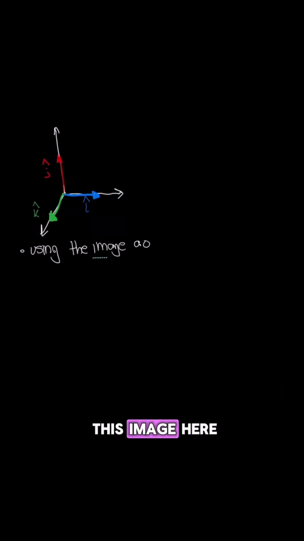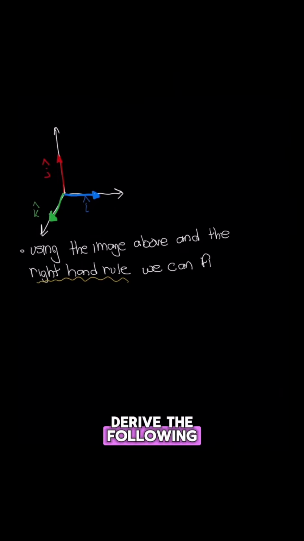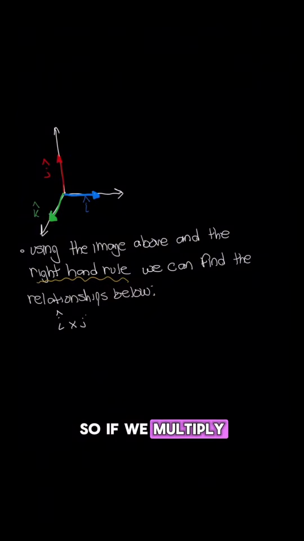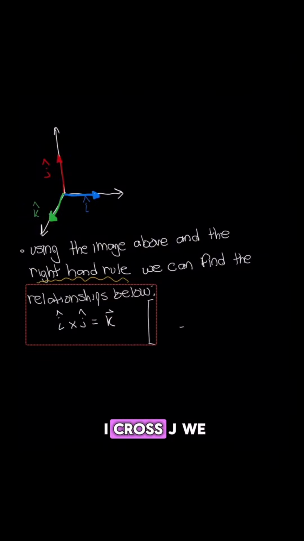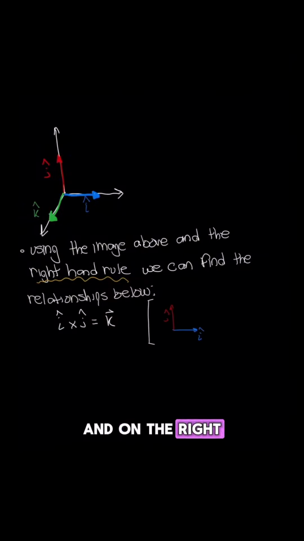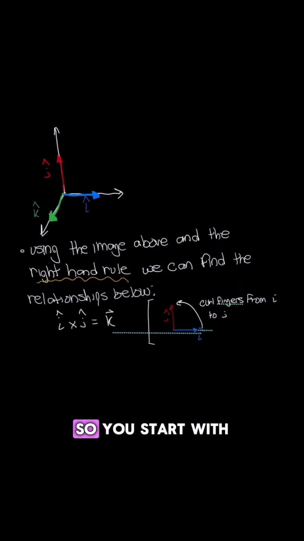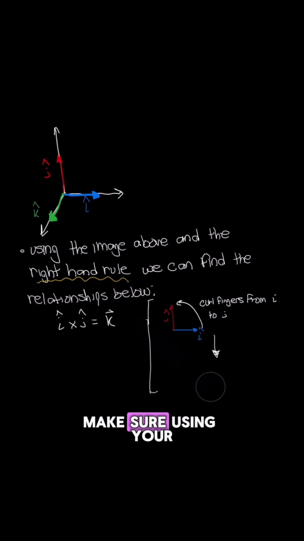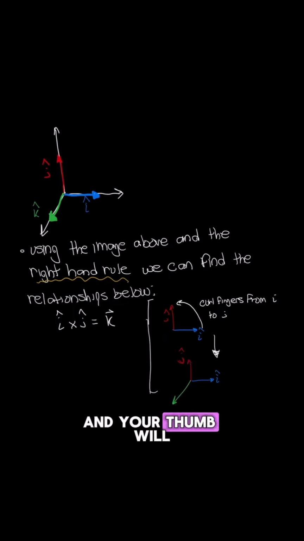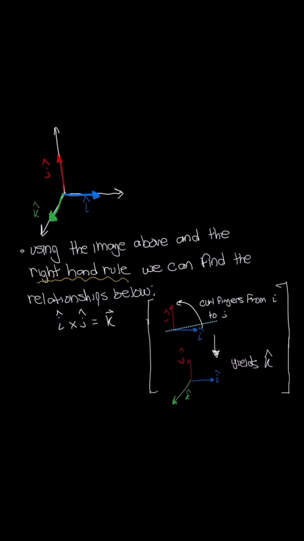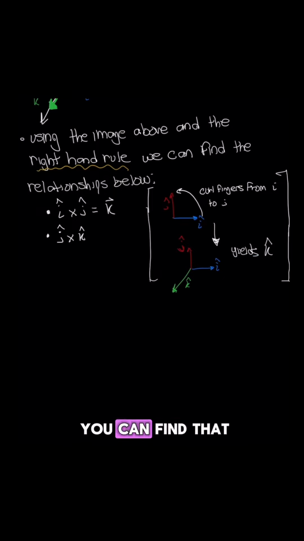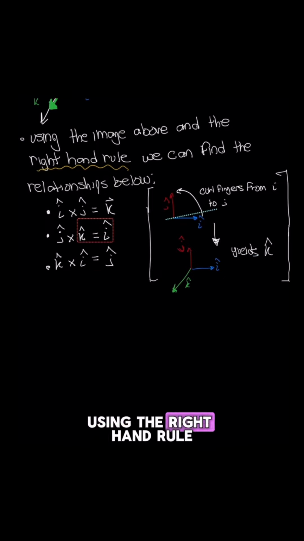So we can use this image here as well as the right-hand rule to derive the following. If we multiply i times j, or i cross j, we get k. And on the right-hand side here, I'll show you how that works. You start with your fingers pointing in the i direction, and then you curl them to the j. Make sure you're using your right hand, and your thumb will point in the k direction. With this same logic, you can find that j cross k is equal to i, and then k cross i is equal to j, using the right-hand rule.